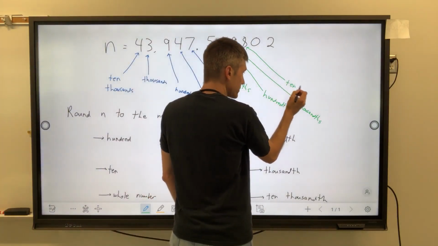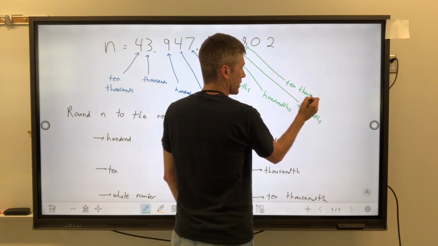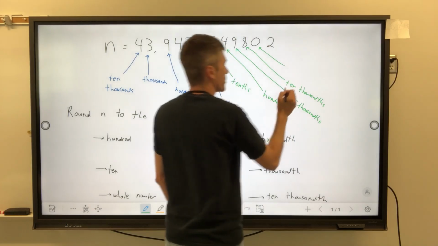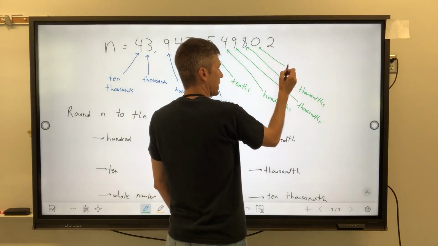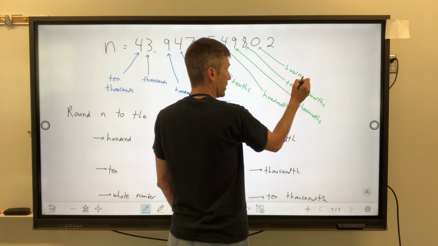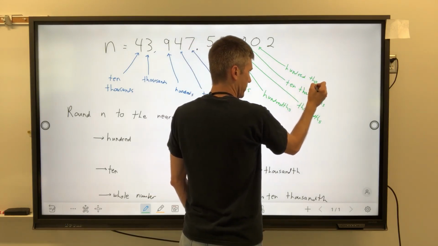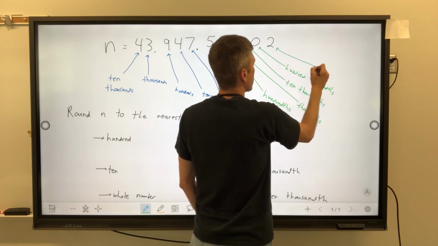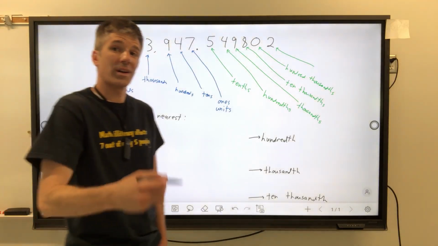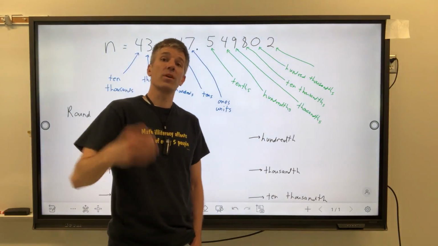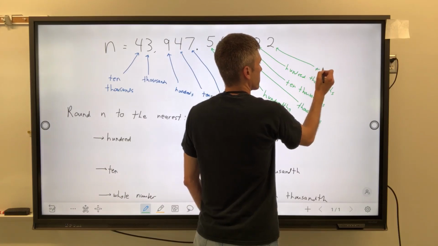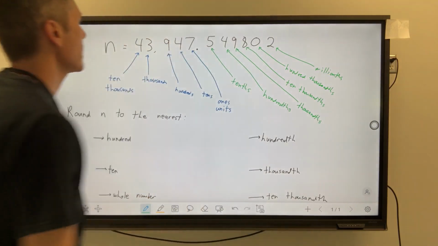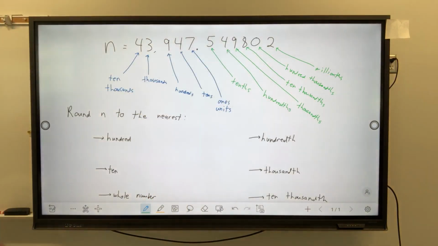10,000th place. This is, well, that one's a 0. The digit's a 0, but that's okay. It's holding a place. And that is the 100,000ths place. And this little 2 right here is 1/10 of a 100,000th. That would be 1/1,000,000th. So this is the millionths place. Okay, yeah, we went a little further on the decimals on this side than we did on that side.